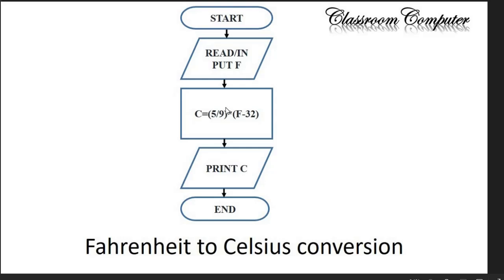After that we have to print the value in Celsius. So we use another input output box. We store the converted temperature into the variable C. So we take another input output box to print the value of C, and after that the program stops. So we use another terminal symbol with end. You can also write stop here.